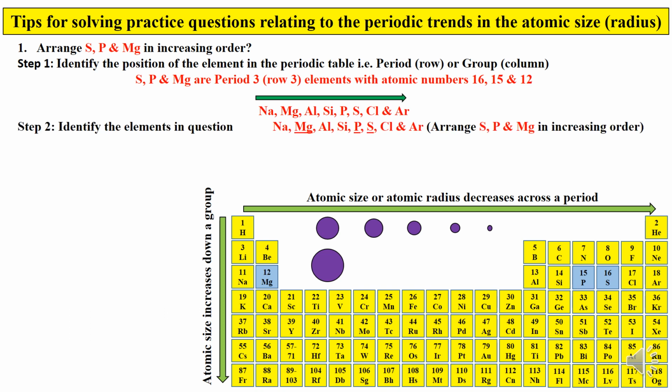Now after identifying the position of the element in the periodic table, the next step will be to identify the elements in question. So you identified the given elements belong to period 3. Now you have to identify the elements in question. So what are the elements in question? Sulfur, phosphorus and magnesium. So underline these elements.